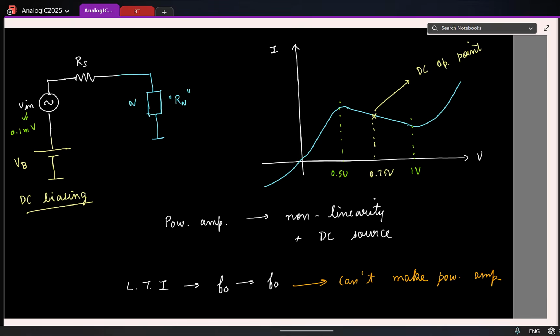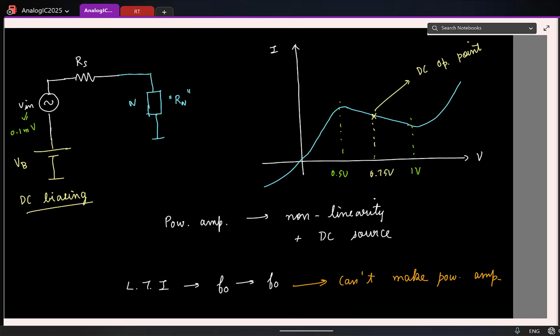So that's something you should always remember. The takeaway I wanted to have is this. We make op-amps because we want to use negative feedback, and amplification means power amplification. And with truly LTI systems, we cannot have power amplification. We need some kind of nonlinearity and a DC source needed to power it. Is that okay? Cool. So now this is done.